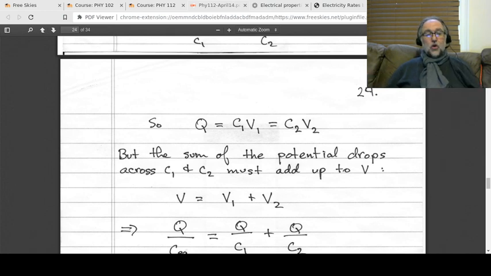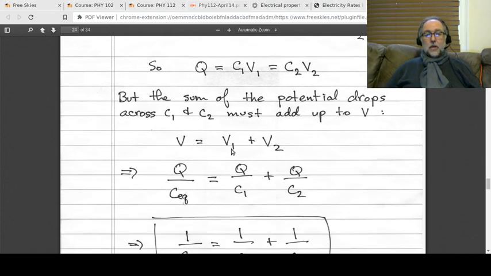And so the total potential drop V has to be the potential drop across C1 plus the drop across C2. So V is equal to V1 plus V2. If we just take these and rearrange for V1 and V2 and substitute, we get that Q over the effective capacitance is Q over C1 plus Q over C2. It's all the same Qs because Q on C1 is the same as Q on C2. It'd be the same Q on the effective capacitance if you were to replace the two with just one capacitor.